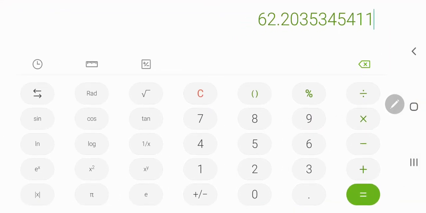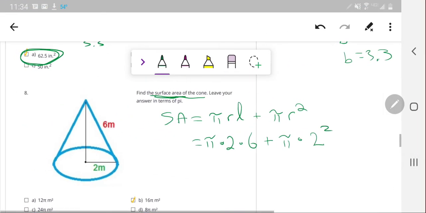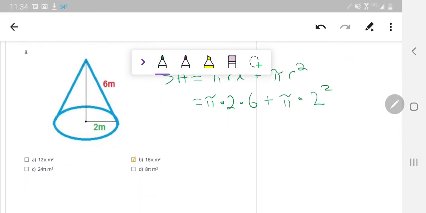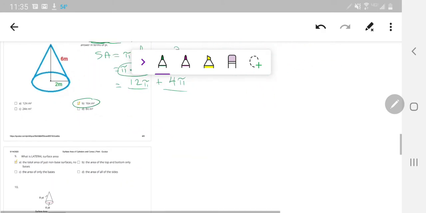All right. Pi times 2 times 6. There's my lateral surface area, and I'm going to add to it the area of the base, which is pi times 2 times 2. That gives me about 50. And it's in terms of pi again. Fabulous. Actually, it's easier. I don't need a calculator. So this all simplifies down to 12 pi, and I'm going to add to that. This simplifies down to 4 pi. Combine my like terms. That gives me 16 pi. Moving on.